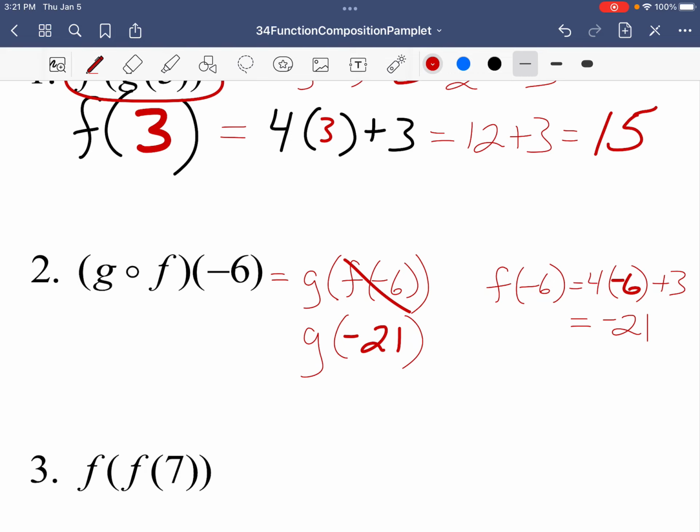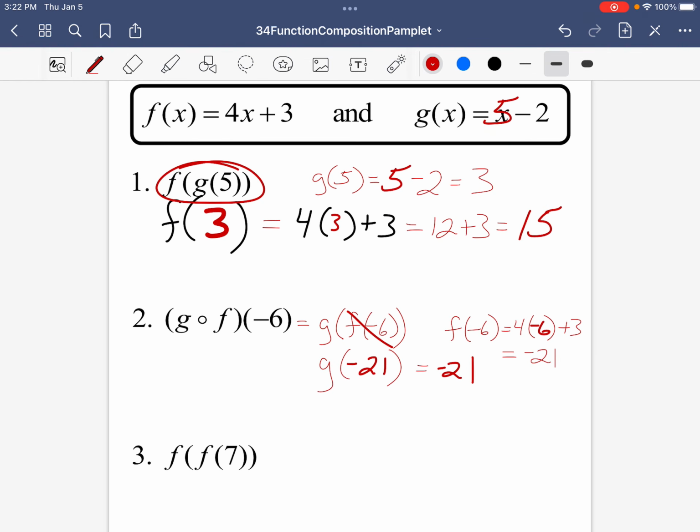Well, just plugging negative 21 into the g function. What's the g function? Yeah, it's that function that says plug something in and subtract 2. And so when I plug in and subtract 2, I'm going to end up with negative 21 minus 2, which is negative 23. Negative 23 is g of f of negative 6. And again, notice that I started on the inside.